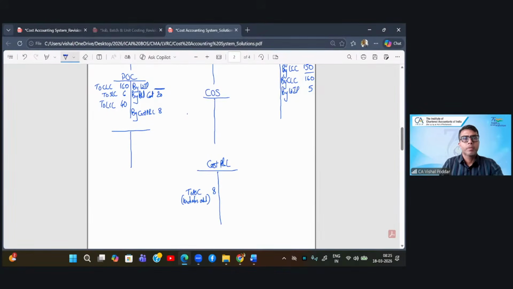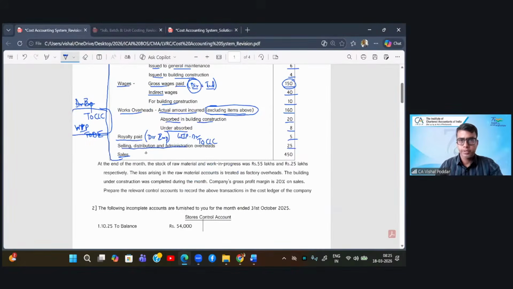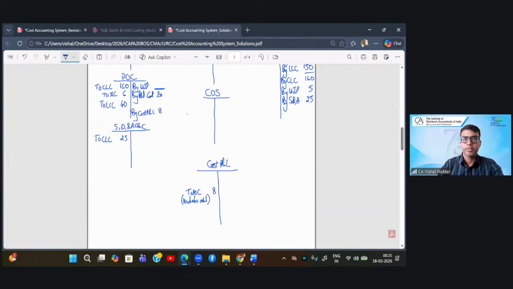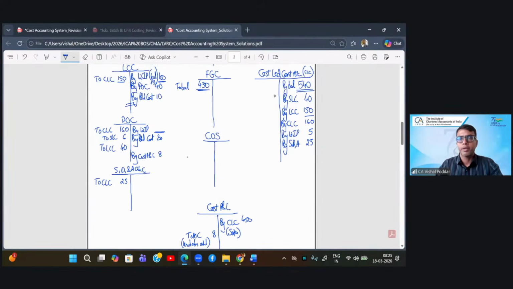So it is selling, distribution, and administration overheads control account. 2 CLC 25 by selling, distribution, administration 25. Now comes sales. I've already mentioned what we do of sales. So sales has to be credited here, and what has to be debited is debtor. Debtor is represented by CLC. So sales amount is credited here and it will be debited here.